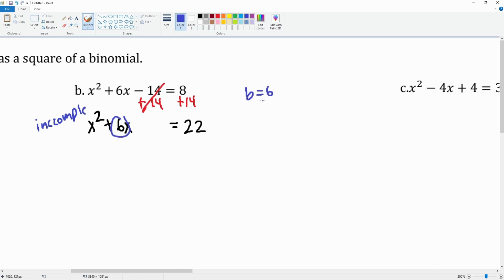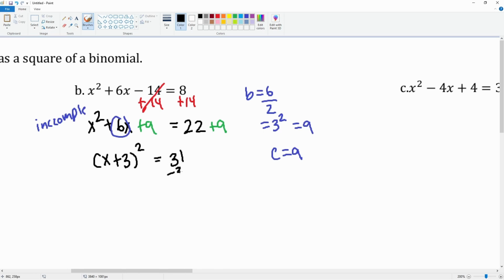b equals 6, we divide by 2, this becomes 3, we square that, this becomes 9, so c equals 9. So we are adding 9 to both sides. You can factor this, it becomes x plus 3, so it's just x plus 3 squared is equal to 22 plus 9, that is 31. Minus 31 on both sides, you can just write it as x plus 3 squared minus 31 equals 0.